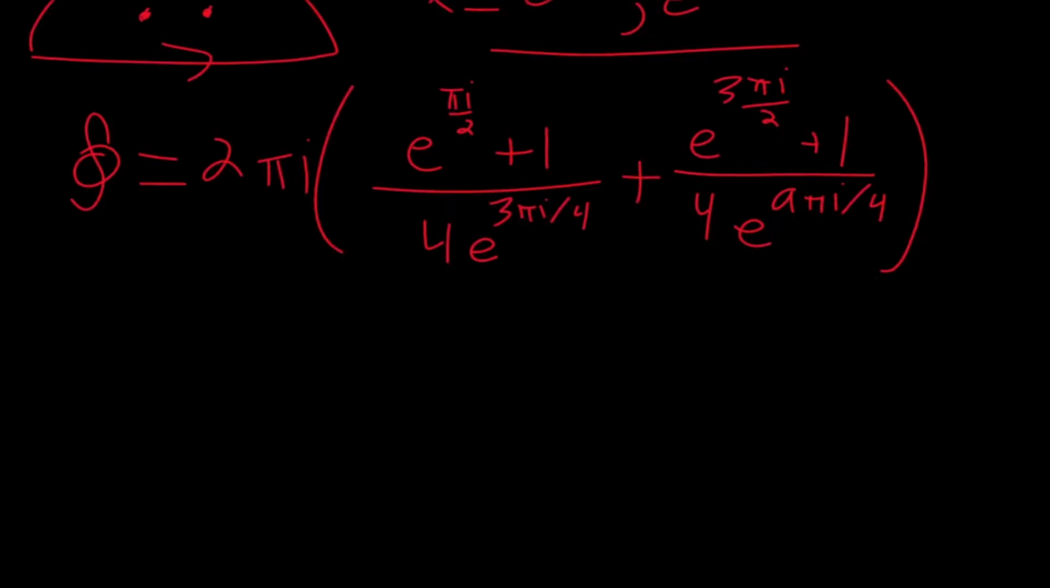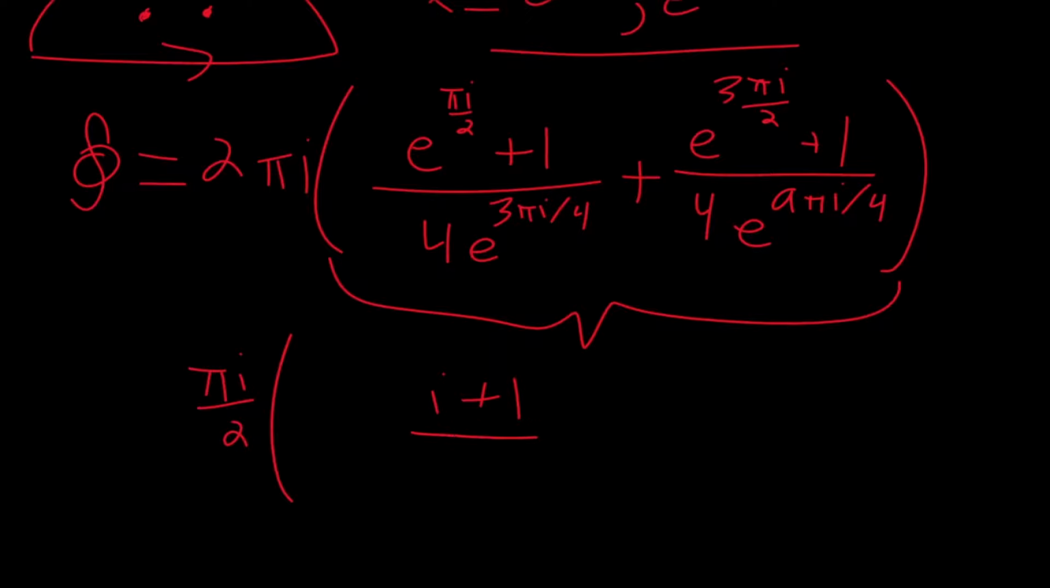So let's go ahead and just simplify all of this real fast, shall we? e to the pi i over 2, what's that? That's just going to be i. So we have an i plus 1. I'm going to factor out a 1/4 right here, so it's a pi i over 2 times all this. So pi over 2, and then what is e to the 3 pi i over 4?